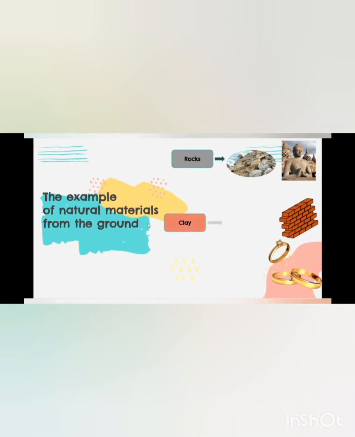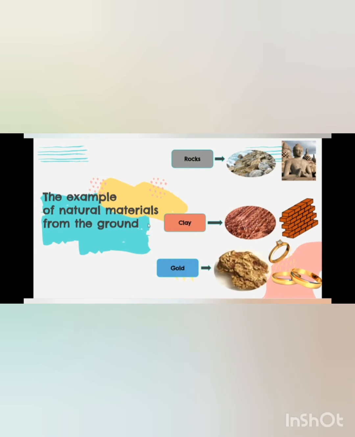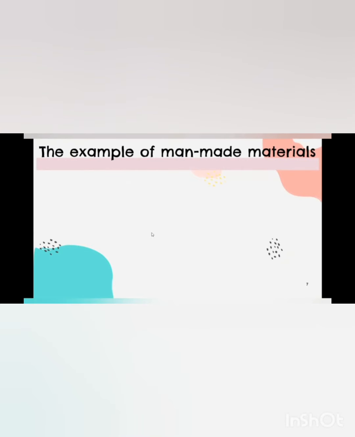We can make buildings and statues from rocks. Clay, as you have learned earlier, we can make bricks from clay. And gold. Gold is a metal that is also found on ground, and we can make beautiful rings and jewelry from gold. Now let's look at the examples of some man-made materials.